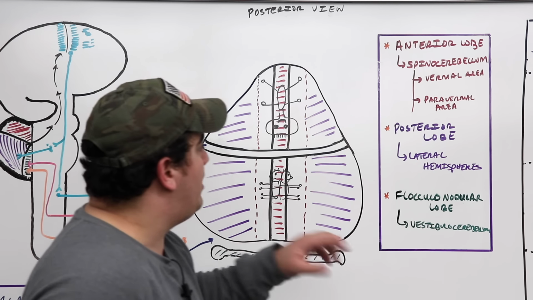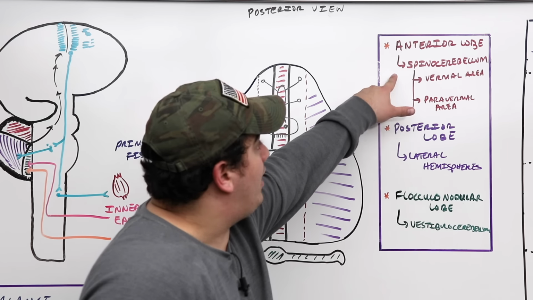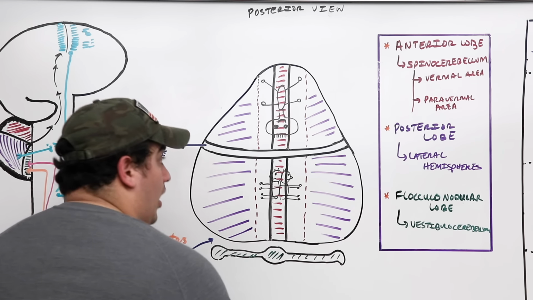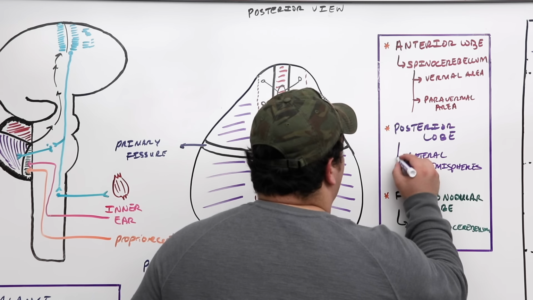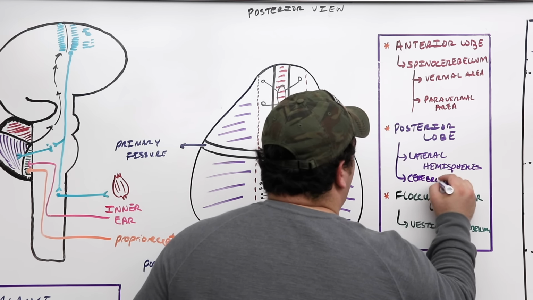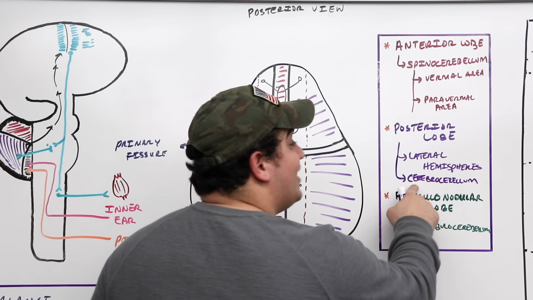Now, I forgot to mention here with the posterior lobe. Remember we said vestibulocerebellum for the flocculonodular lobe. Spinocerebellum for the anterior lobe. Another really important one that we got to mention here for this posterior lobe is what's called the cerebrocerebellum. And this is going to be connecting the cerebrum to the cerebellum.